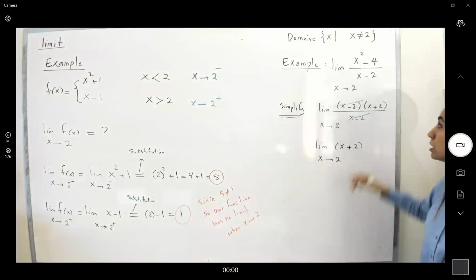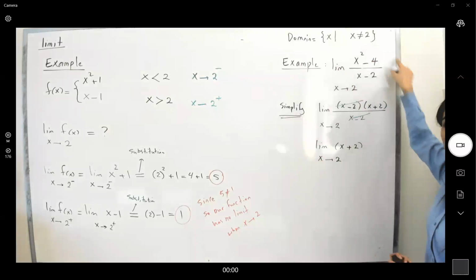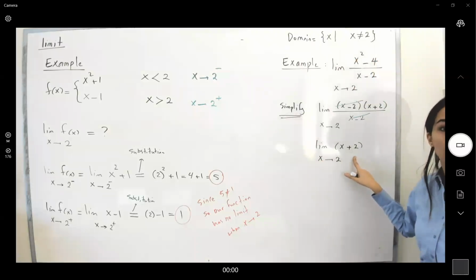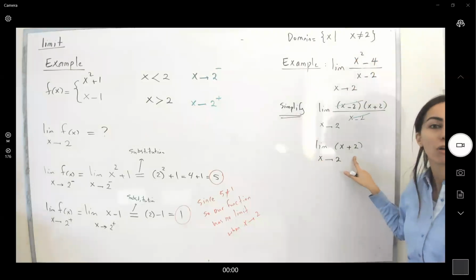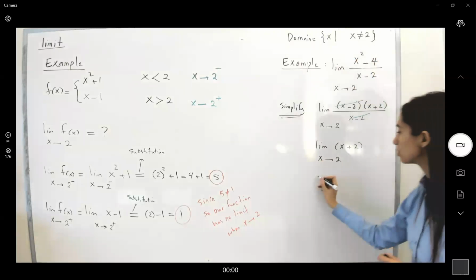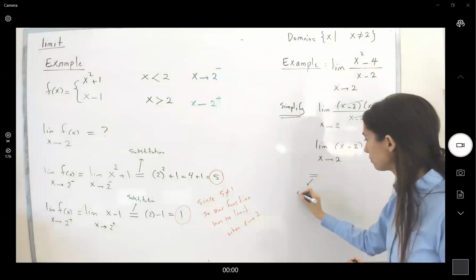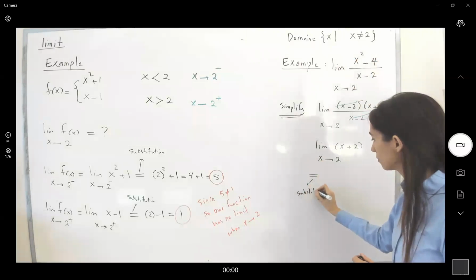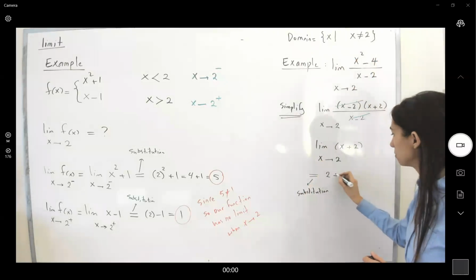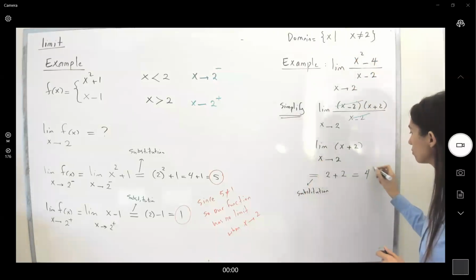What do we have here? We simplified this rational expression into a linear expression, which is a form of a polynomial. It is a nice function. You can just use direct substitution to actually calculate this. You get 2 plus 2, which is equal to 4.